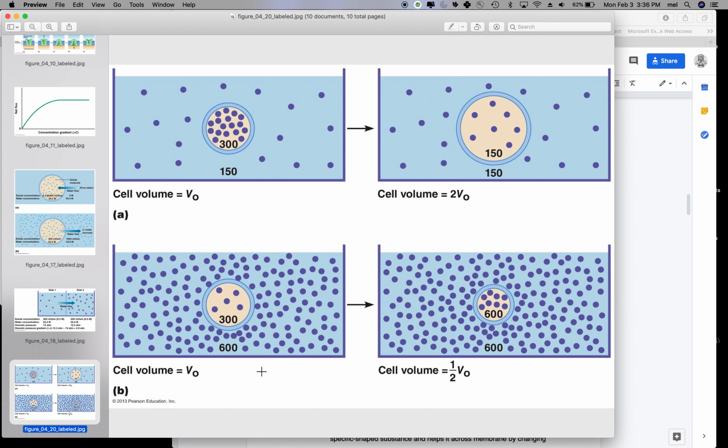Okay, so let's look at this one. Again, you're giving the solute concentration, but that's not what's important. What's important is the water concentration. So 600 solute outside to 300 inside, so high solute, low solute. That means higher water concentration here, lower water concentration here. Water is going to move out. Cell smaller. So this was a what solution? Isotonic, hypertonic, hypotonic? This was a hypertonic solution.